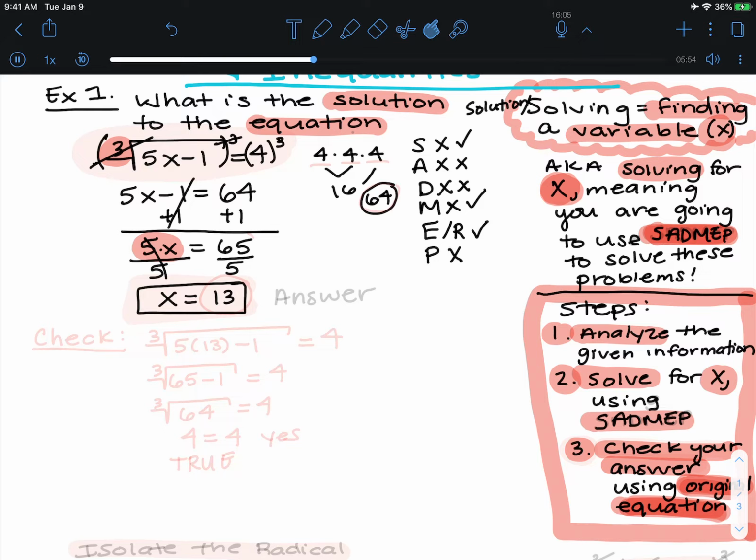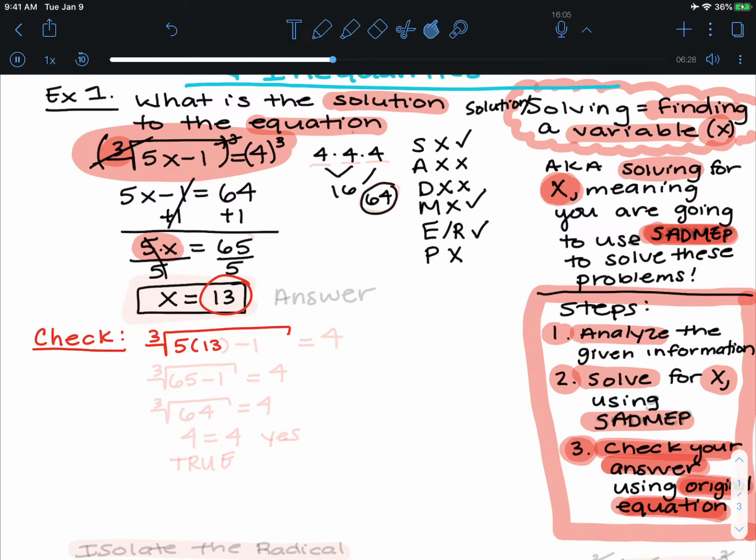Now, I do need to make sure that this is my answer, so I'm going to go ahead and go to step 3, which is telling me to check my answer using the original equation. What was the original equation? It was this whole shebang right here. So I'm going to check my answer using the original equation, which is the cube root of 5x, but now instead of putting x, I'm going to put this one right here.